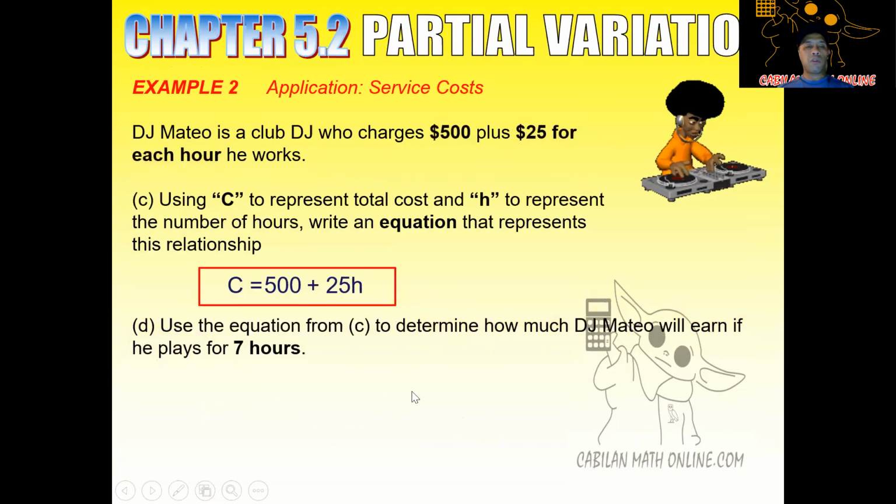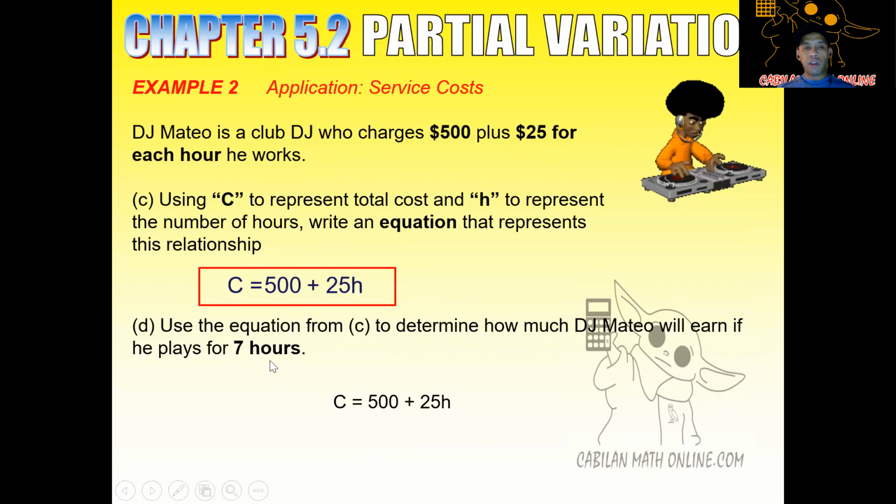Now, for the next part of the question over here, it says use the equation from C, determine how much DJ Mateo will earn if he plays for 7 hours. Now, going back to this question, what you need to do first is just to understand what the two letters represent. So we have C to represent total cost and H to represent the number of hours.